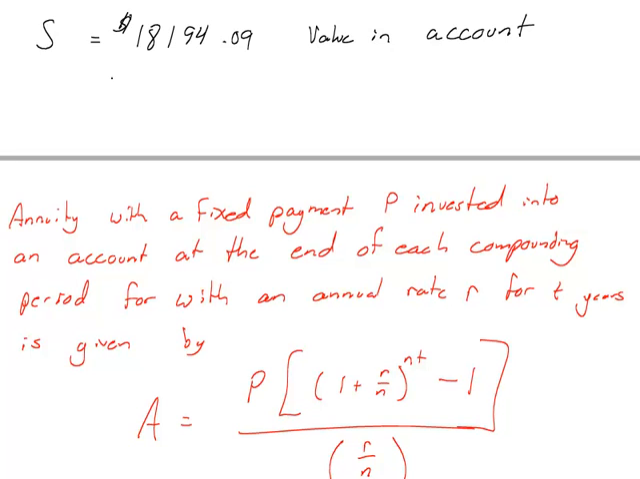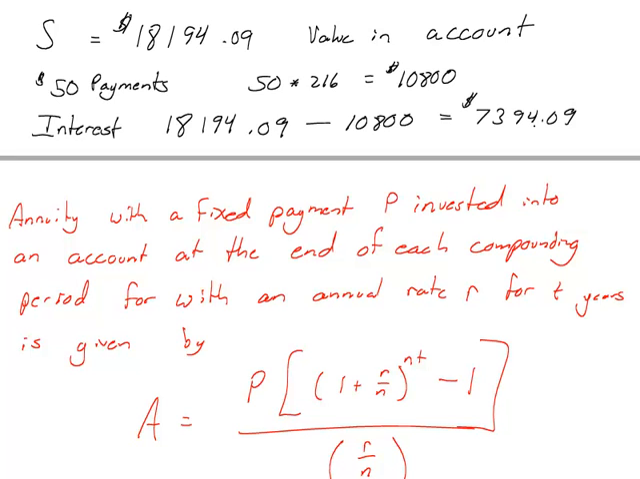Now, to figure out how much interest was paid, we just subtract off all the $50 payments. And we see that after we take out the payments, $7,394.09 is the amount of interest that was actually paid over those 18 years. If you're wondering about this part, remember there was 18 years, so after the first month we put 50 in, after the second month we put 50 in, all the way to the 18th year, after the last month in that time period. That would give us 216 payments, and so 50 times 216 is 10,800.